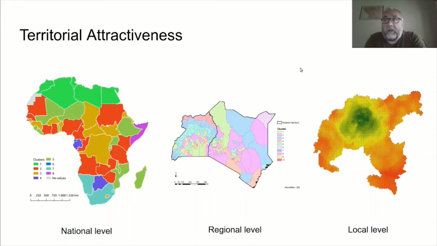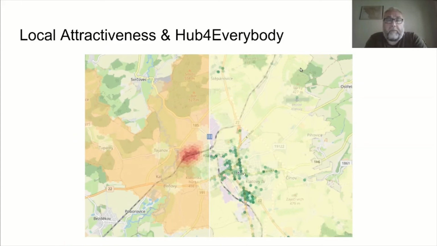On the local level, we cannot work with the administrative borders. Therefore, we use a regular grid, 100-meter hexagons. As I mentioned, we publish this data on the hub. In this slide, you can see two approaches for attractiveness assessment of the Klatovy city, and we use a slider to enable seeing both types of attractiveness.